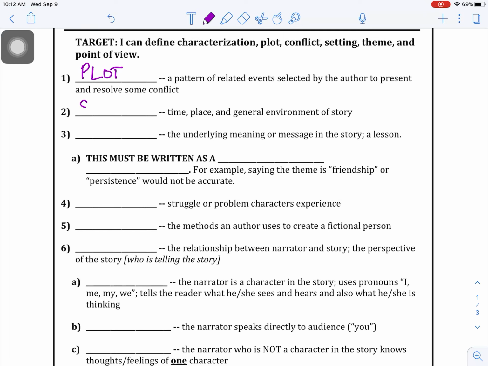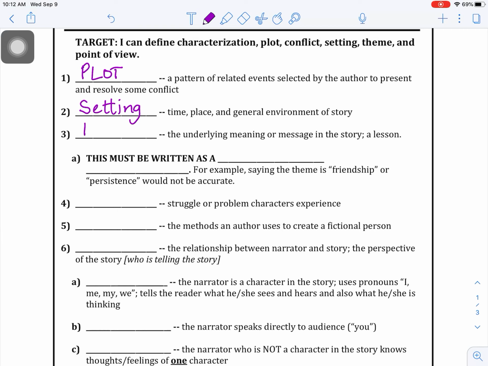Number 2 should definitely be review. One of the earliest terms you learned in elementary school about a story is the setting, the time, the place, the general environment of a story. Novels you will read will have a much deeper, more specific setting. Your short stories might just give us a couple details about the basic setting.